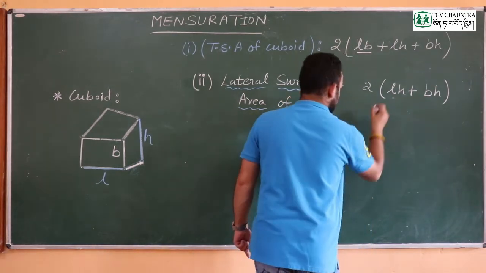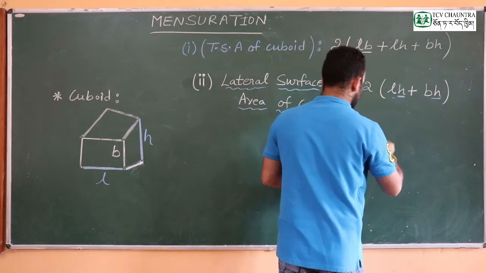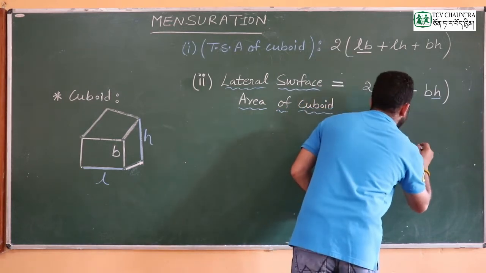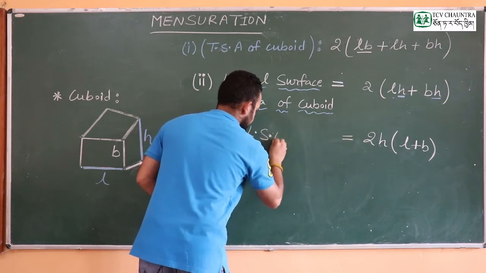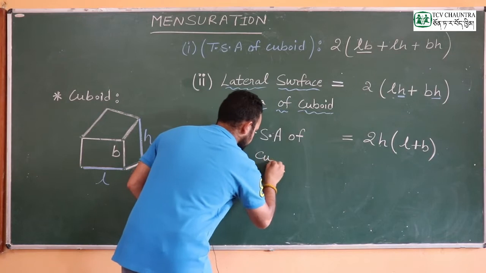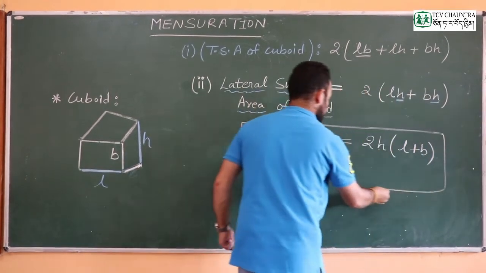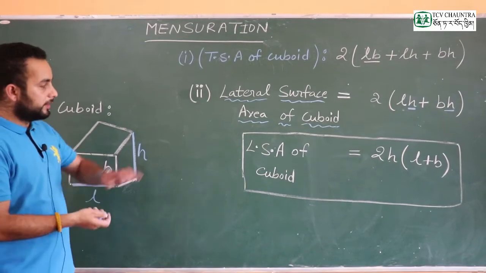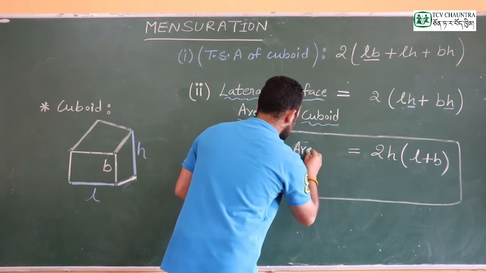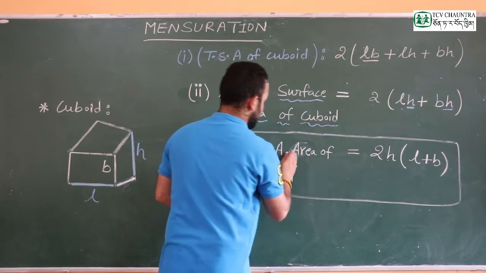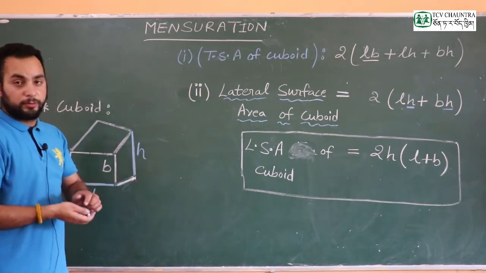So 2, here h is common, right? So h is common, that is height. So 2h times length plus breadth. This is your formula of lateral surface area of cuboid. Is it clear? Okay, so this is the formula of lateral surface area of cuboid.